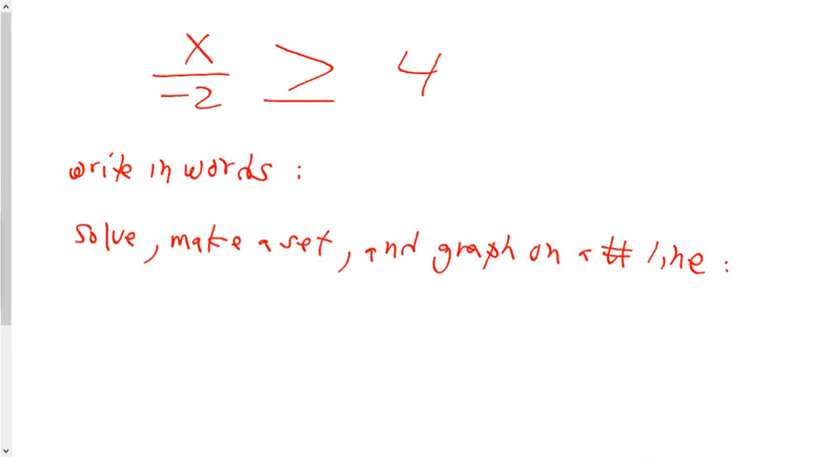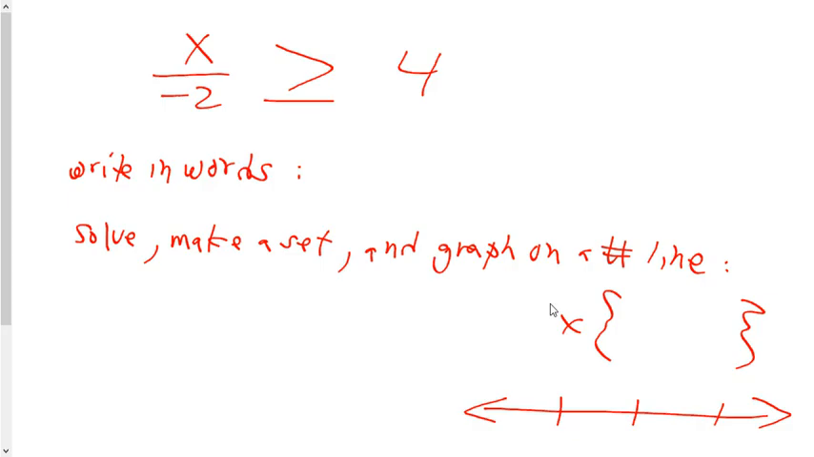Okay, let's try this one. Here's another example: x over negative 2 is greater than or equal to 4. Write that in words to start. Then what I want you to do is solve it, create a set of values that are valid, and then make a number line of your solution. See if you can do that.